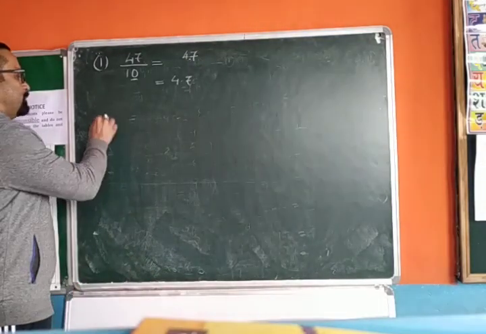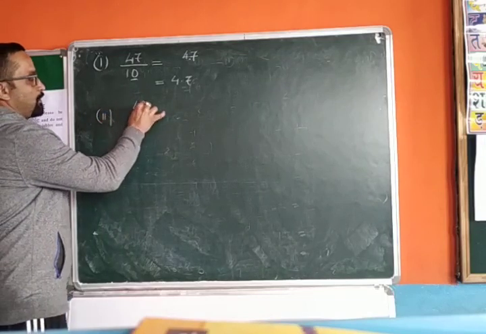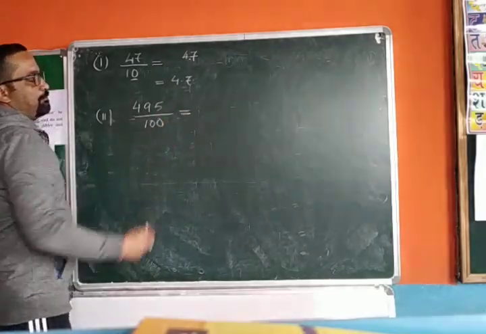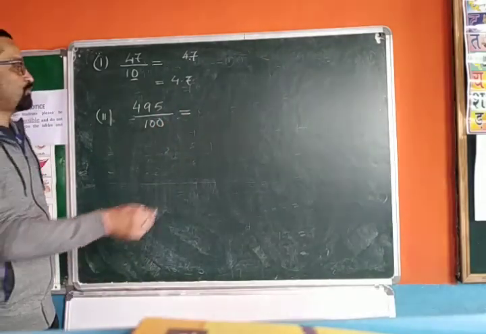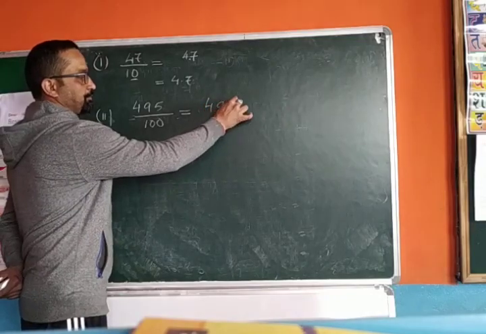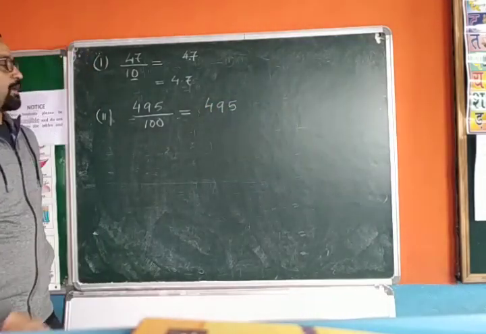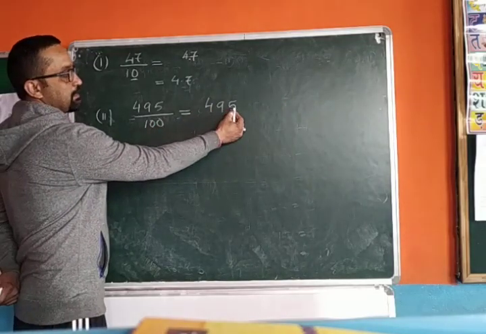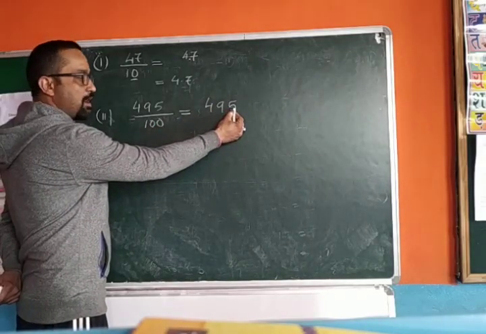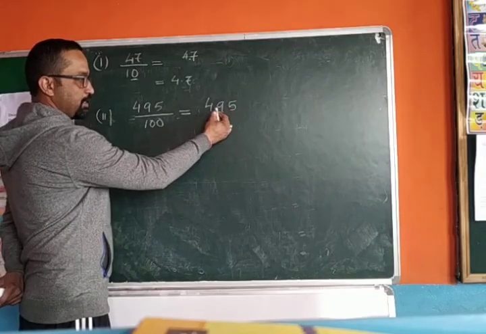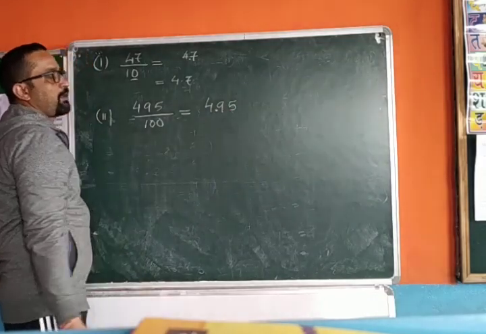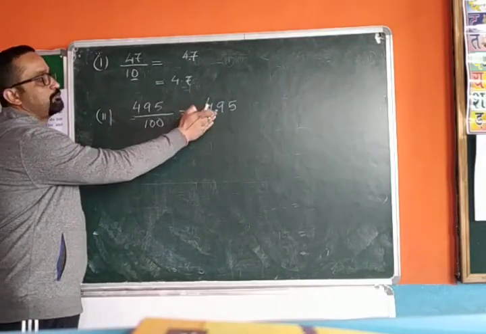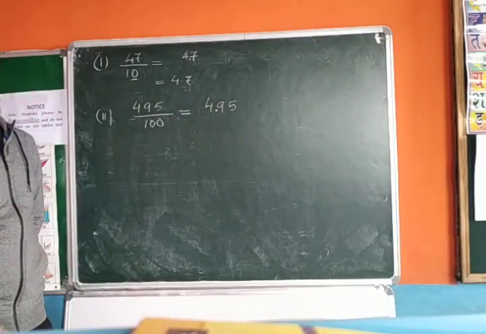Let's take the second example, 495 divided by 100. The method is similar to the previous one. You copy the numerator and count the number of zeros in the denominator. There are 2 zeros, so from the right hand side you move to the left, 1 place, 2 places, and then put the decimal. It becomes 4.95. The given fraction has been converted to a decimal fraction.